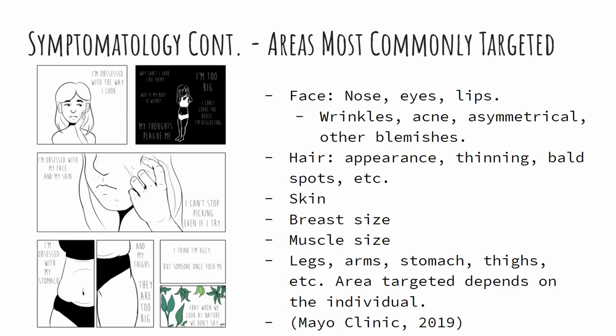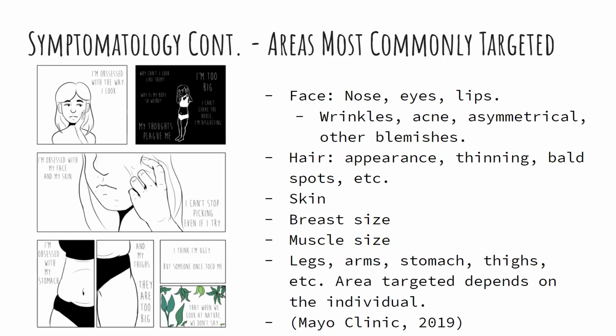Hair is also a main focal point, or a common area in this disorder, such as the hair's appearance, thinning, bald spots, etc. Skin is also a huge area that is most commonly targeted by people with body dysmorphic disorder. So this can include freckles on their skin, birthmarks, hair, small imperfections, acne. Skin is a huge area targeted. People with this disorder also commonly target breast size, muscle size, legs, arms, stomach, thighs, etc. And the area targeted depends on the individual and their previous and past experiences.